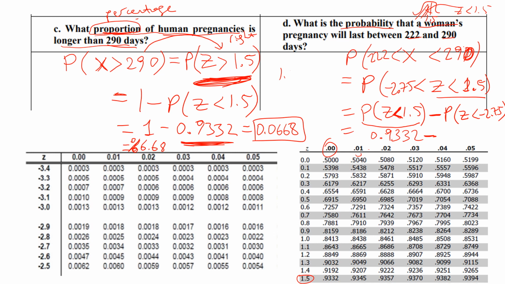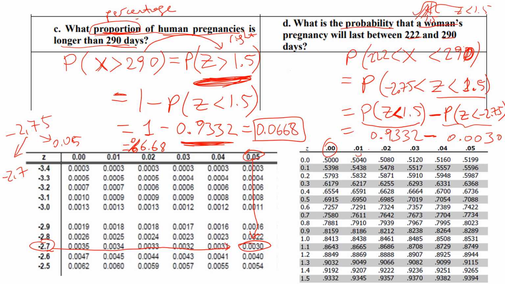Now, for this question only, I included the negative table. I think this is the first time. I will use it for negative 2.75. Negative 2.75 has two components: negative 2.7 and 0.05. This will correspond to that value here, which is equal to 0.003 or so.